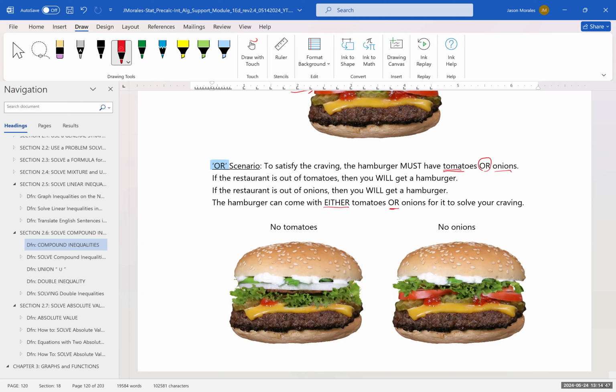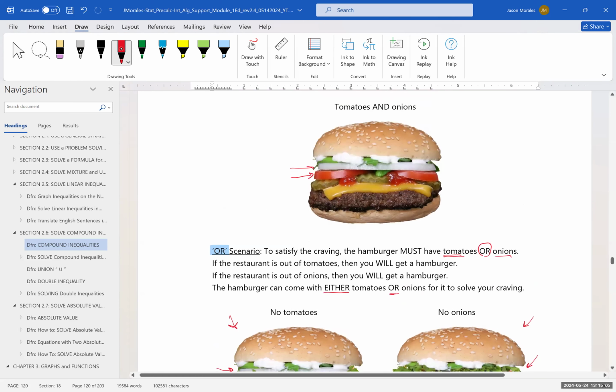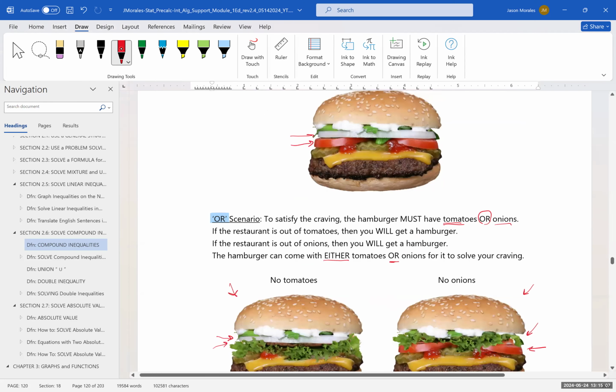So you'd be happy to get this hamburger, even though it has no tomatoes, but it does have onions. And you'd be happy to get this hamburger because even though it's missing onions, it still has tomatoes. So you're okay with getting tomatoes or onions, so you'll still get a hamburger. So you see the difference here between "and" and "or."